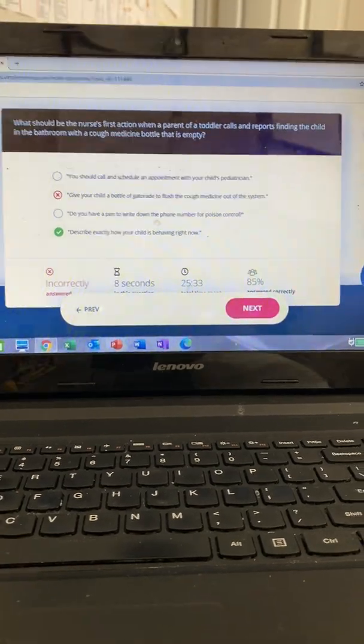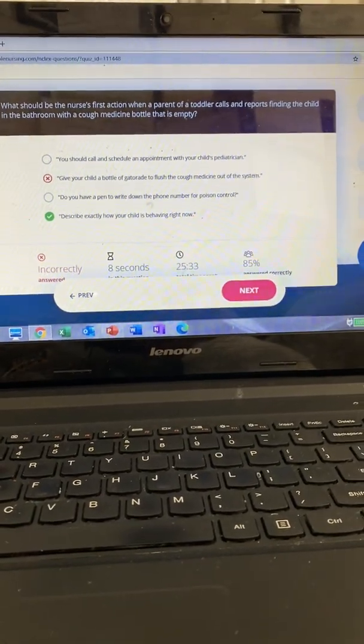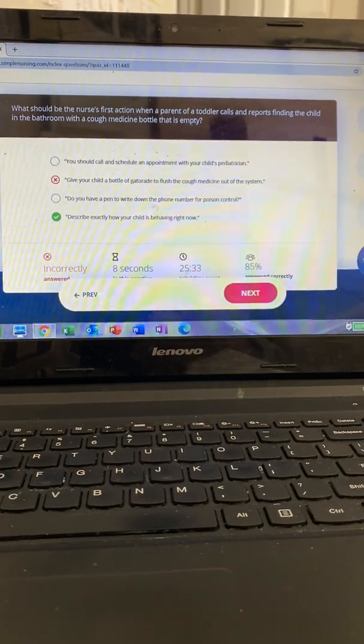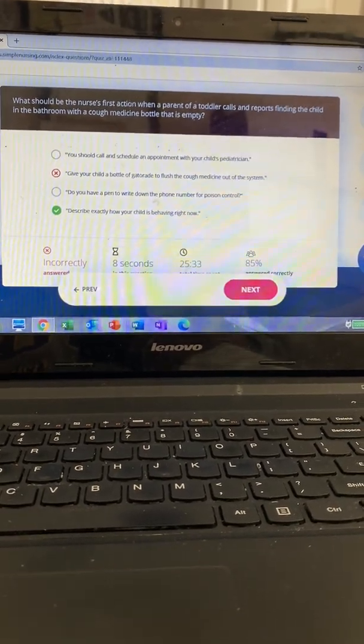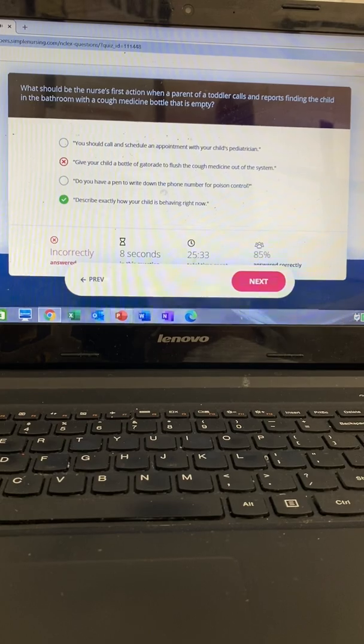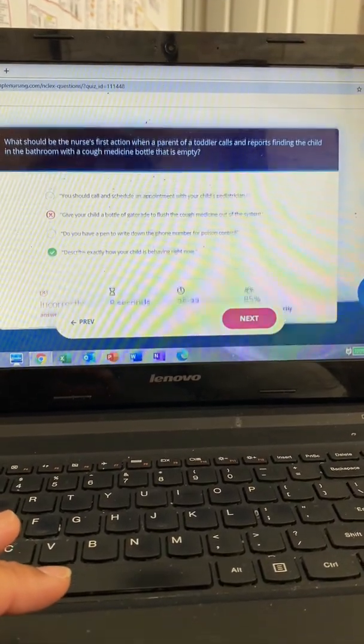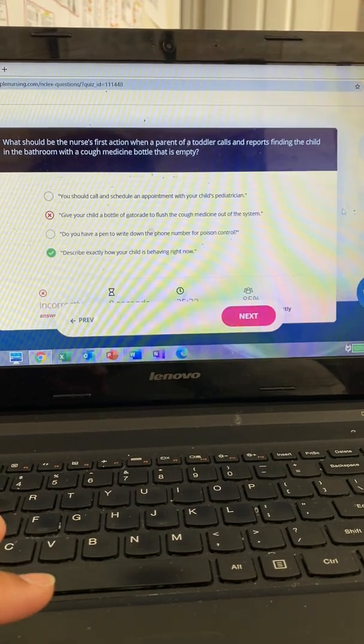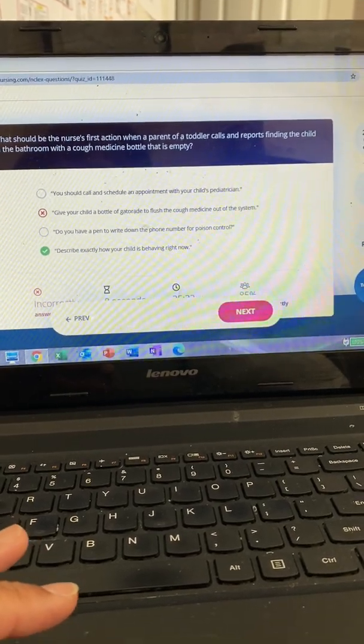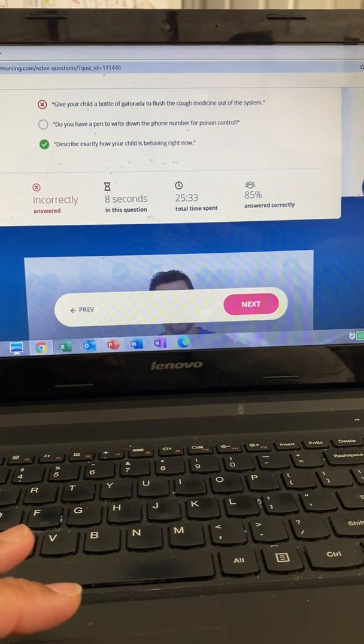Now option 3 is also incorrect here. It's good to call the poison control number, but you need info first. So you don't know if that child drank the medication. So option number 4 is the correct option. Describe the kid's behavior, gives an assessment if they drink it or not. So again, guys, assessment before an intervention here.